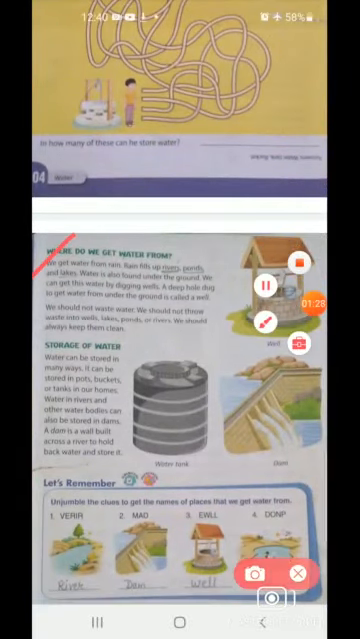Our first point is, where do we get water from? We get water from rainfall, rivers, ponds and lakes. Water is also found under the ground. We can get this water by digging a well. A deep hole dug to get water from under the ground is called a well. We should not waste water. We should not throw waste into the well, lake, pond or rivers. We should always keep them clean.